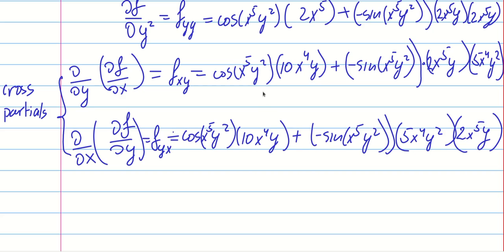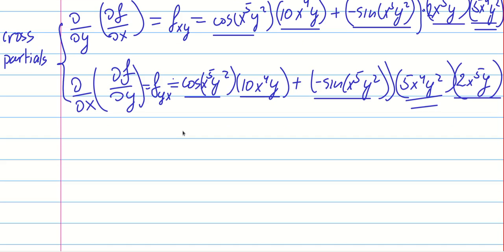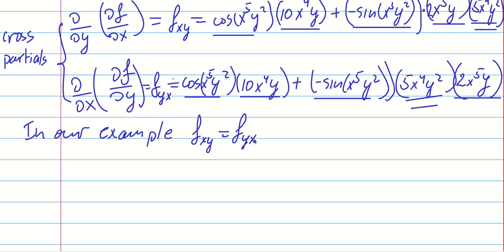It is equal to this. But if you look carefully, this term is exactly the same as this term. This one matches up, this one matches up, this one matches up, and this one matches up. All right, so the conclusion in our example is that f sub xy is the same as f sub yx, right? If you have a nice function, that's going to be true. That's going to be true in general.